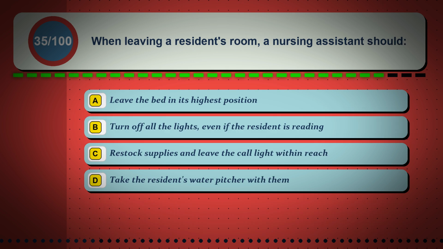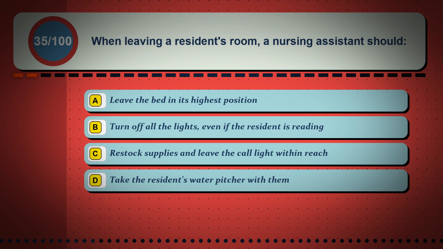Question 35. When leaving a resident's room, a nursing assistant should: Option A. Leave the bed in its highest position. Option B. Turn off all the lights, even if the resident is reading. Option C. Restock supplies and leave the call light within reach. Option D. Take the resident's water pitcher with them.